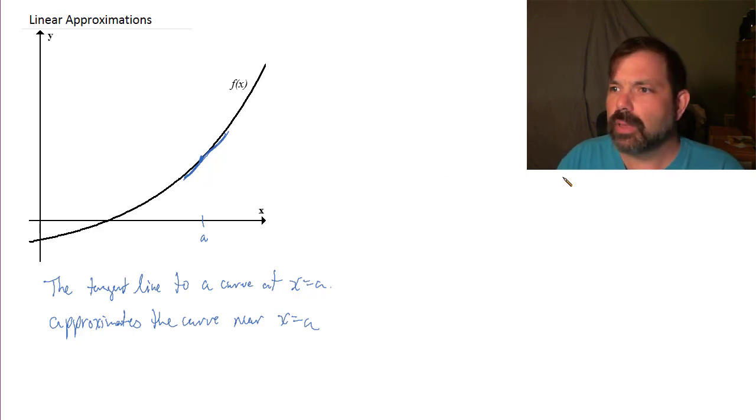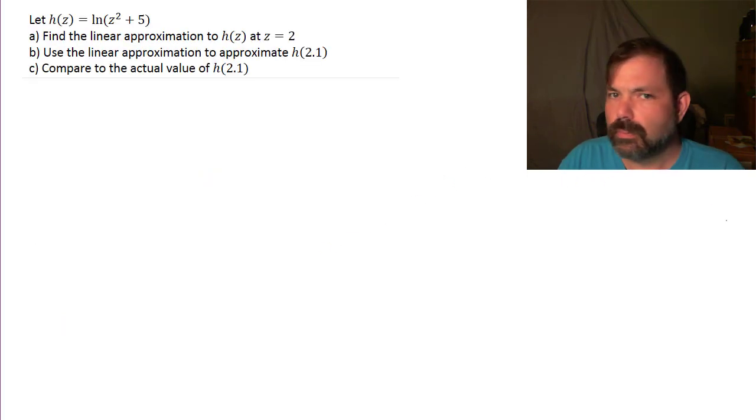So let's see an example of that. Let h of z be equal to the natural log of z squared plus 5. We're asked to find the linear approximation to h of z at z equals 2, and use the linear approximation to approximate h of 2.1 and then compare that to the actual value of h of 2.1. All right, so part A. Let's find the linear approximation.